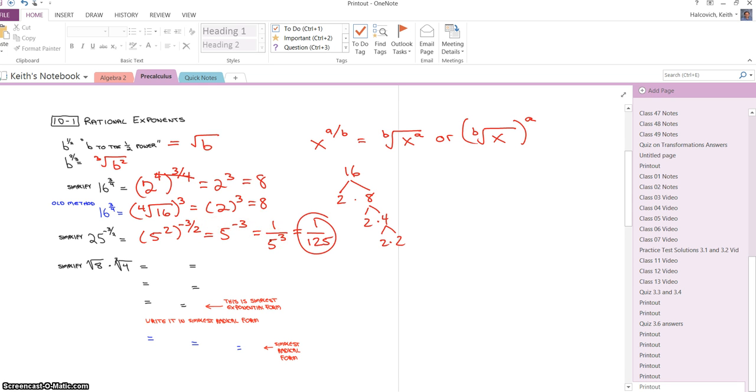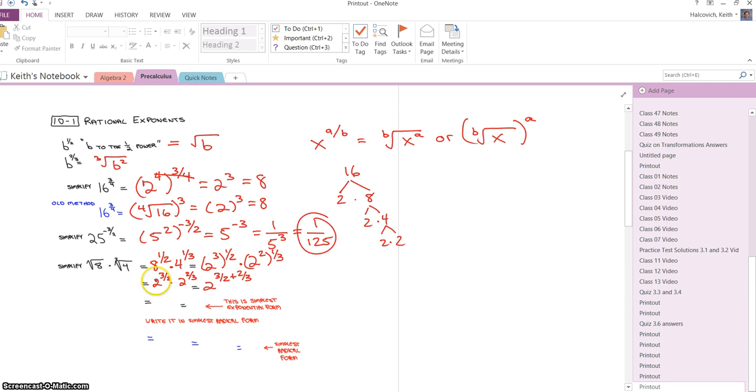Simplifying the square root of 8 times the cube root of 4. Remember, that's the same as 8 to the 1/2, and the cube root of 4 is 4 to the 1/3. 8 is 2 to the 3rd power. 4 is 2 squared. Distribute the exponents and you get 2 to the 3/2 times 2 to the 2/3. Notice you have the same base, so you'll add the exponents, 3/2 plus 2/3.